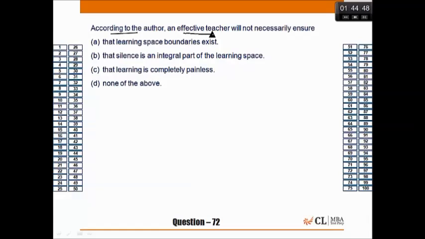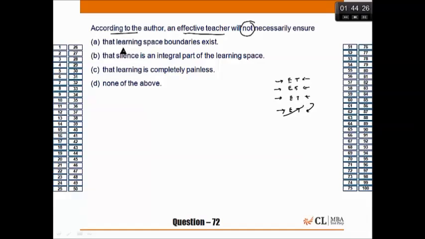According to the author, an effective teacher will not necessarily ensure. Oh God, these are the dangerous ones. Let's first understand what it is. Will not necessarily ensure. So an effective teacher will not do something. So which means three options are what an effective teacher will do, and one option is what an effective teacher will not do. So three options will be as per the passage, one is not per the passage, and that is what you have to pick.